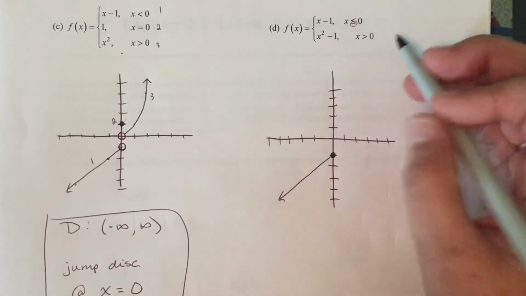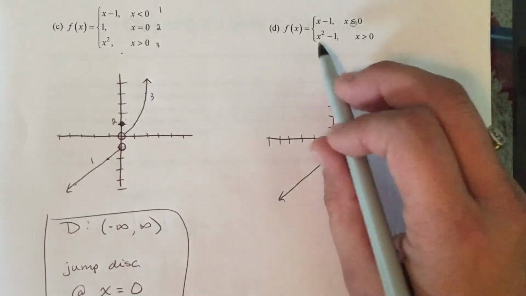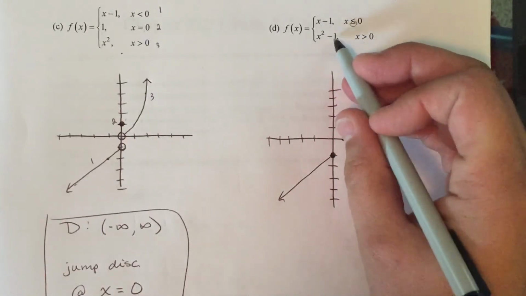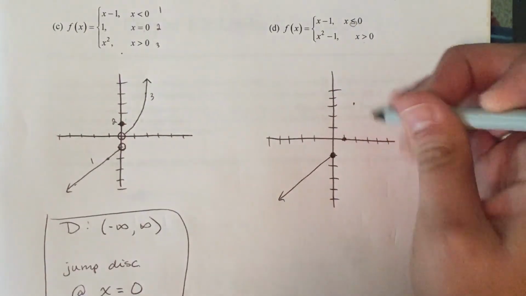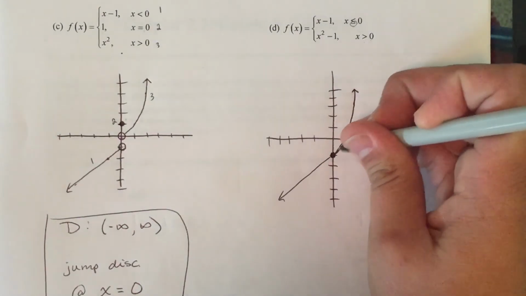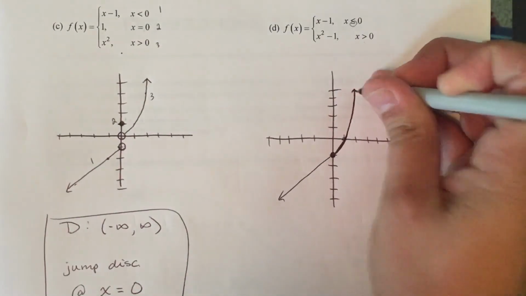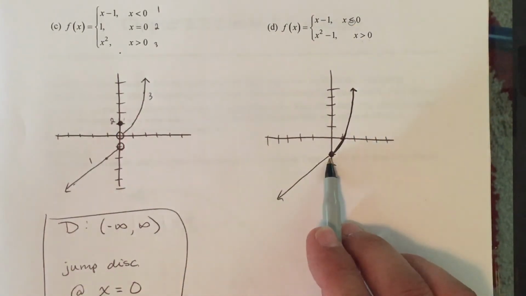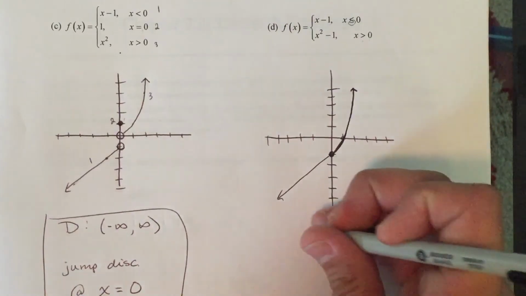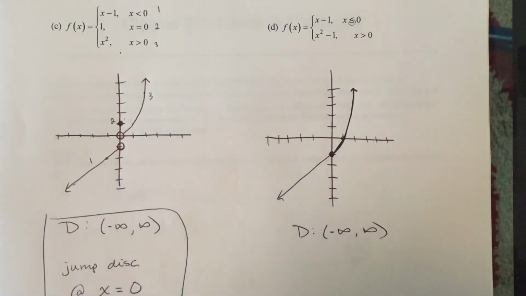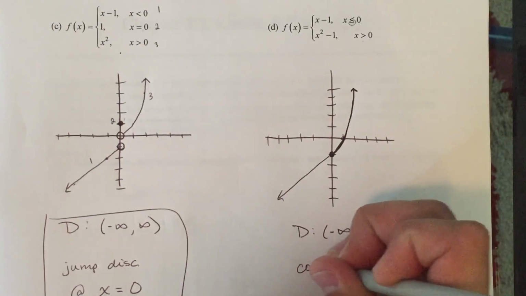And this is x squared minus 1. Things greater than 0 are 1. 1 squared minus 1 is 0. If I plug in 2, I get 4 minus 1, which is 3. So it's this parabola. You can tell my scale looks a little different this time, but it's this parabola. But since the two circles matched up at 0, we don't have a discontinuity. So I get that the domain is all real numbers, and it is a continuous function.